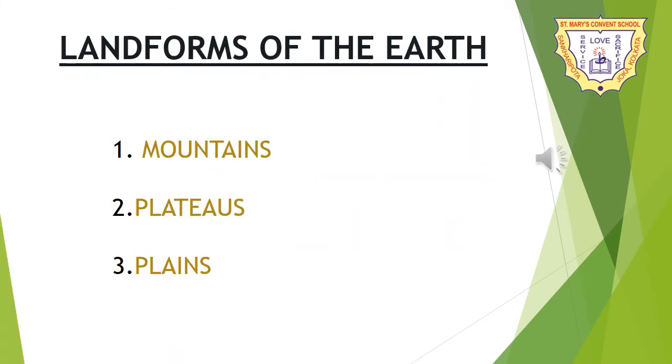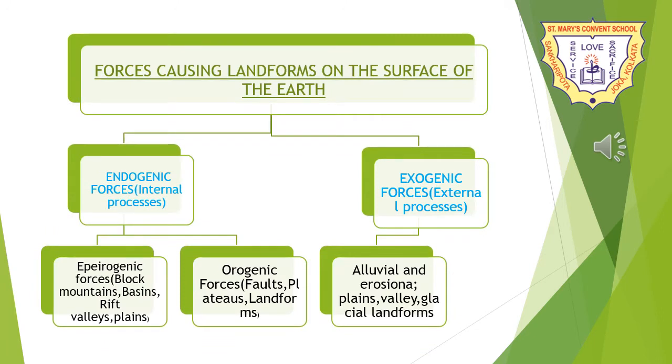So, we have three major landforms of the Earth: mountains, plateaus, and plains. Now, there are two types of forces that lead to the landforms on the surface of the Earth: endogenic forces and exogenic forces. Endogenic forces are related to the internal processes of the Earth and exogenic forces are related to external processes.